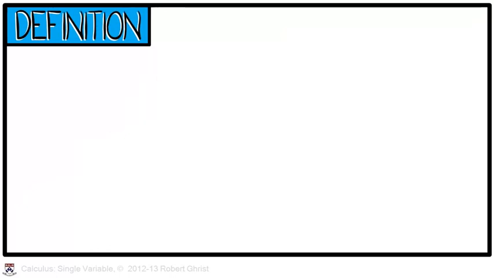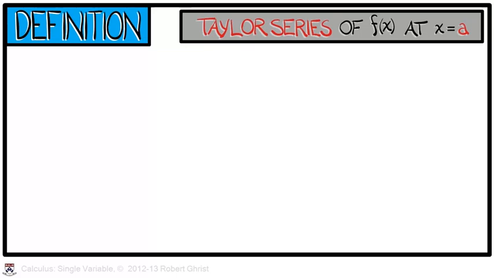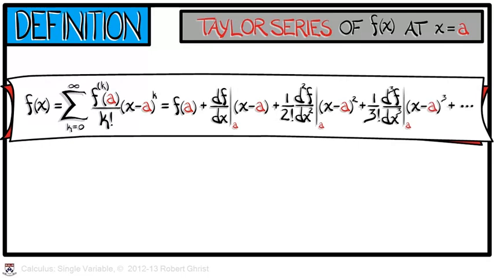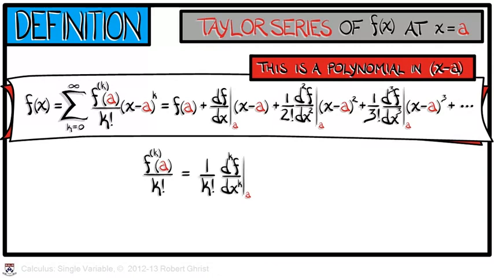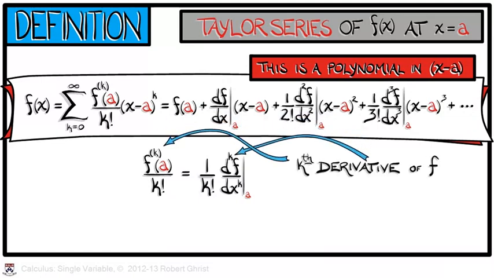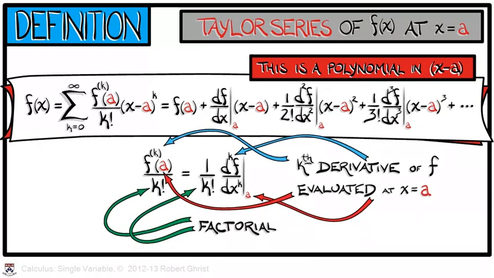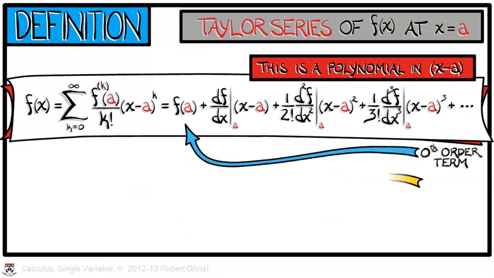This is an important definition. The Taylor series of f at x equals a is the sum k goes from 0 to infinity, the kth derivative of f evaluated at a divided by k factorial times quantity x minus a to the k. This is not a polynomial in x, but rather a polynomial in the quantity x minus a, where the coefficient in front of each monomial term is the kth derivative of f evaluated at a, and then divided by k factorial. A little bit of terminology is in order.